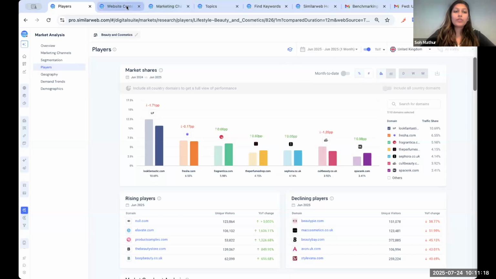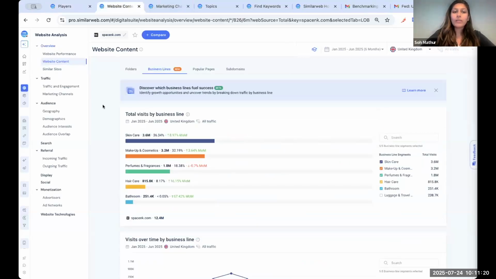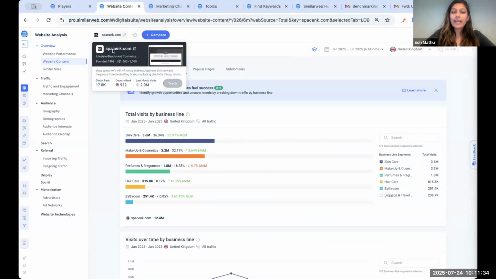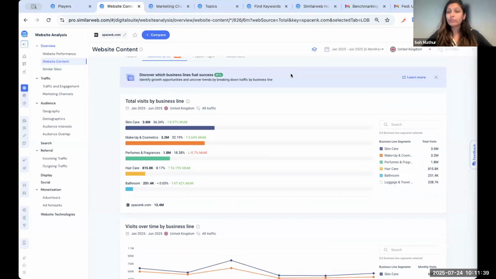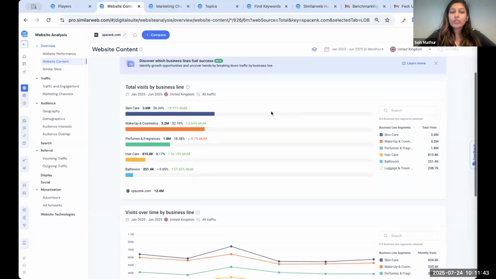That's when we jump into the new report called Business Lines. Now, Business Lines basically breaks down that traffic for you into all the different categories that the domain has to offer. So we are looking at Space NK here. We're looking at it for the last 6 months just to understand a broader perspective as to where that growth is coming from. And you can see that most of the traffic does come from categories like skincare, makeup, perfumes, etc.